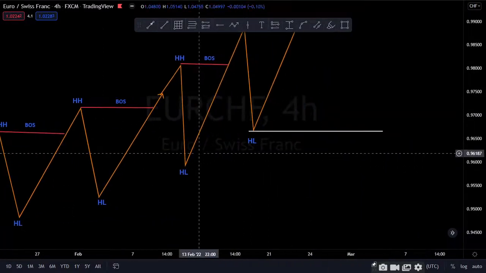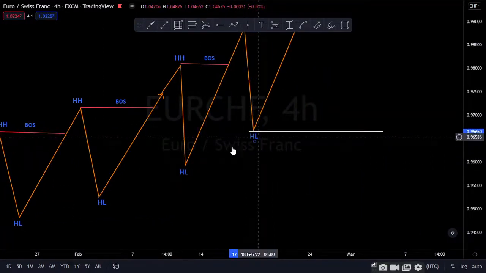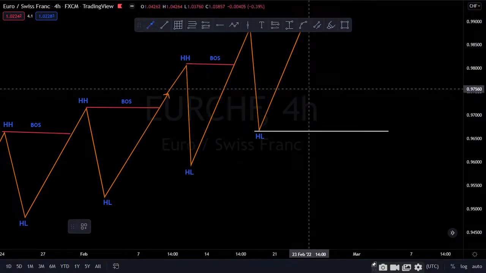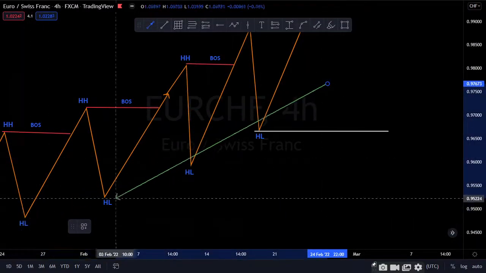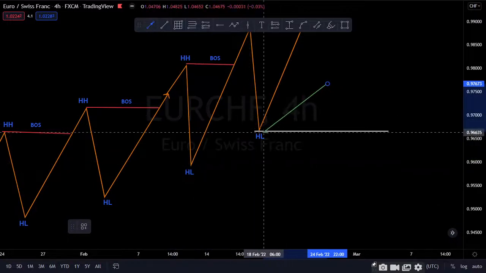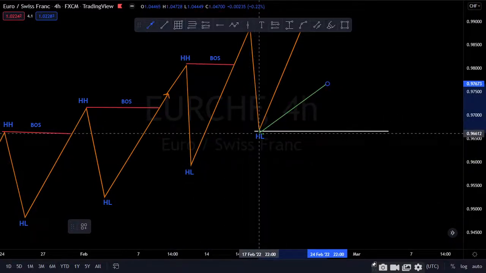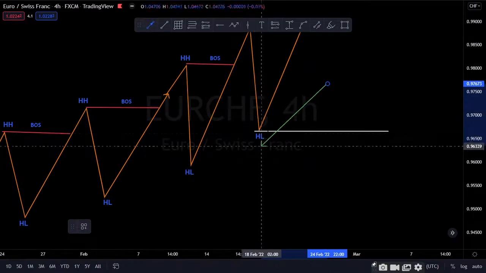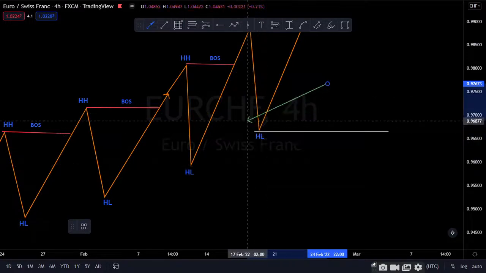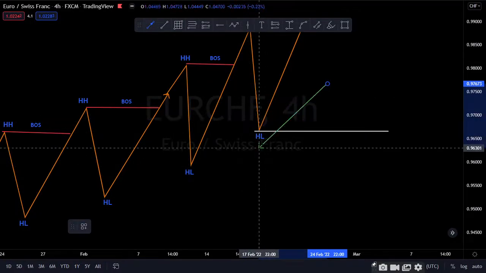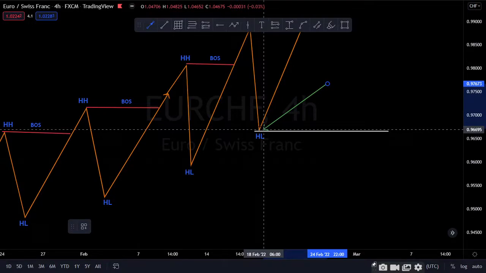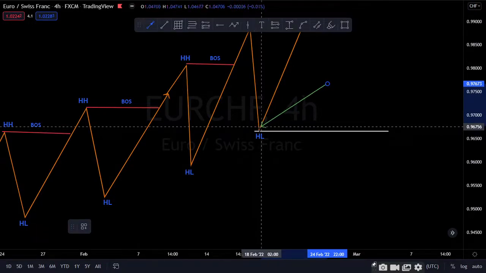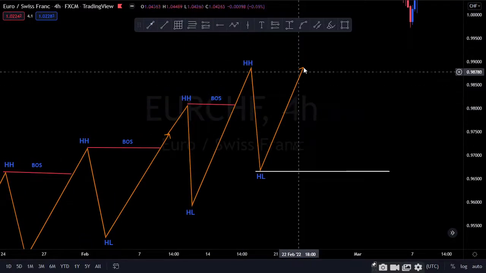Good. This is the last higher low. You can see that this is a higher low, this is a higher low, and this is the last higher low you see here. We can say that the market has changed from bullish to bearish only if this higher low is broken. I repeat, only if this higher low is broken. So let's see the market moves.